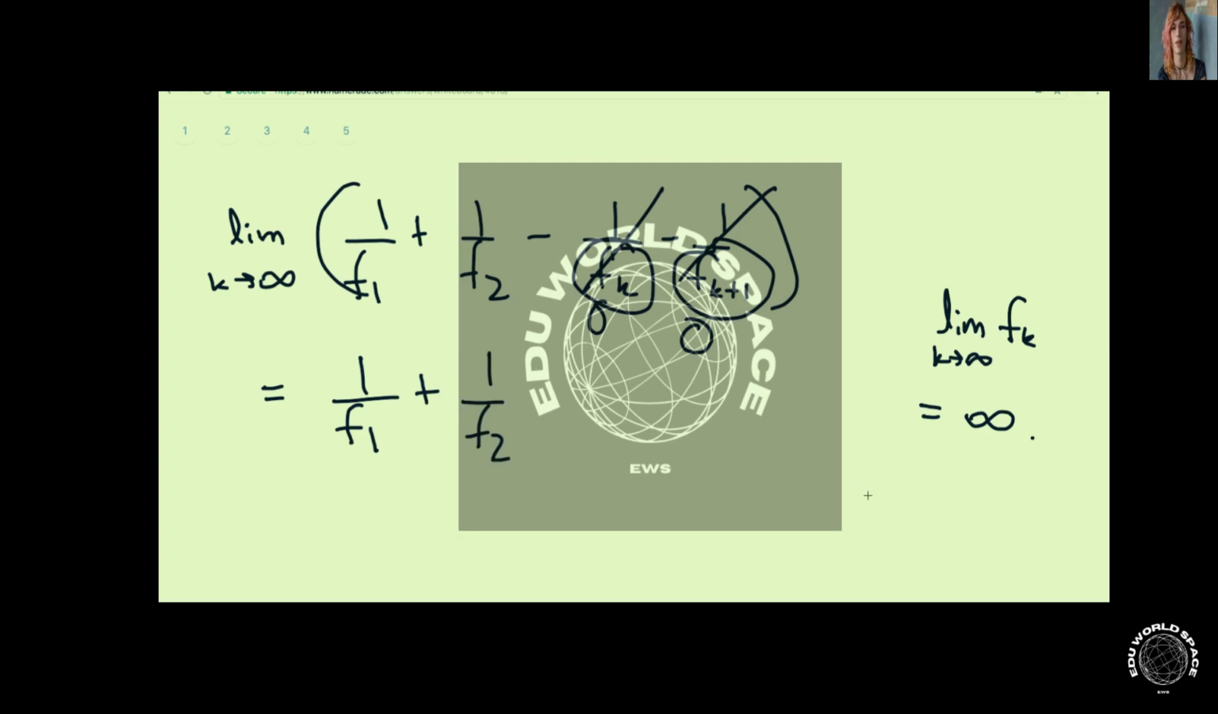But recall, by definition, f1 and f2 are both equal to 1. So we just have 1 plus 1 equals 2, and that's exactly the sum that we wanted for part C. So there's our final answer.